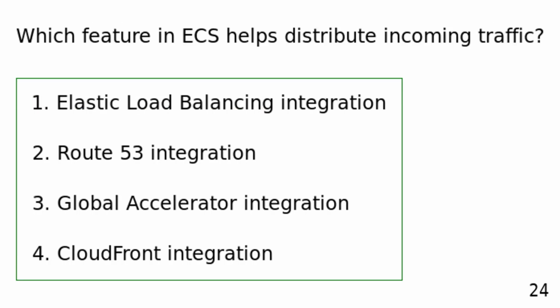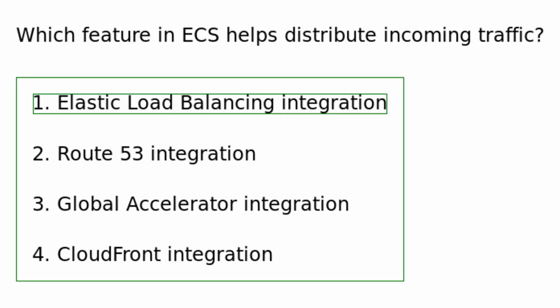Which feature in ECS helps distribute incoming traffic? Elastic Load Balancing Integration, Route 53 Integration, Global Accelerator Integration, CloudFront Integration. ECS integrates with Elastic Load Balancing to distribute incoming traffic across multiple tasks in a service.